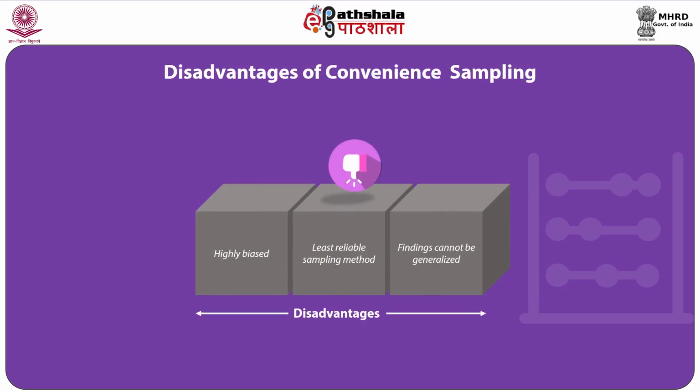On the disadvantages side, it is highly biased because of the researchers' subjectivity, and therefore it does not yield a representative sample. It is the less reliable sampling method. The findings cannot be generalized. It suffers from a number of biases.